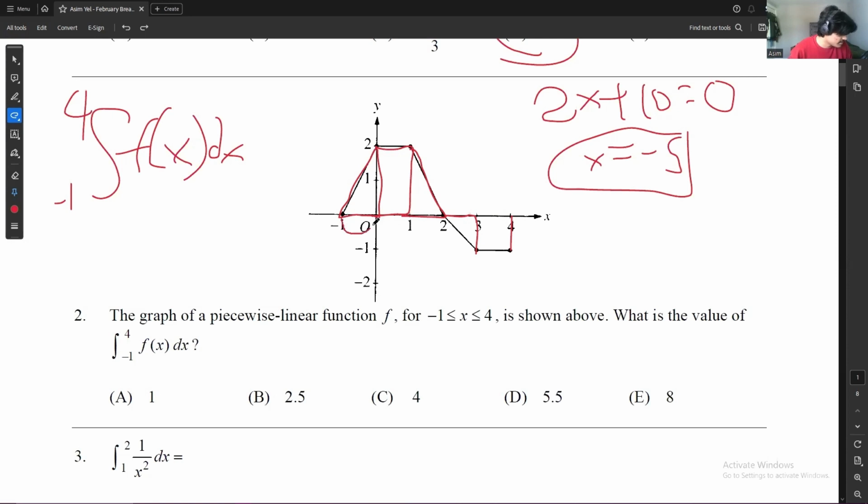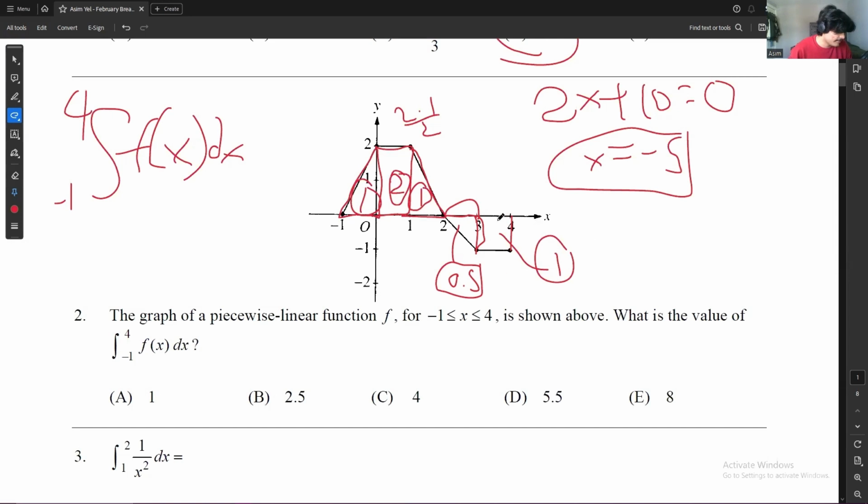So this has a length of 1 and a height of 2. So it's going to be 2 times 1 divided by 2. This is 1. Also, this is the same triangle, so this will be 1, and this is a rectangle of 2 by 1, so this will be 2. And in this triangle, we have 1 by 1, so this will be 0.5. And this is a rectangle. Actually, this is a square, 1 by 1. So this will be 1.